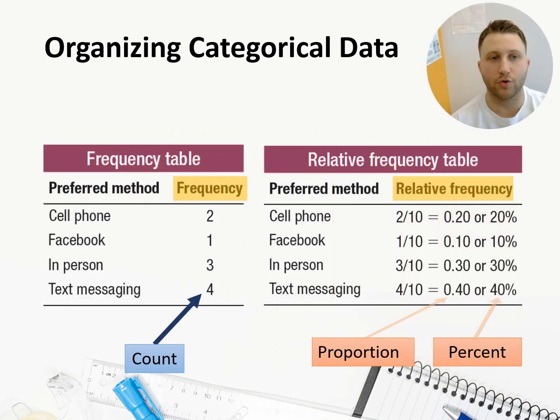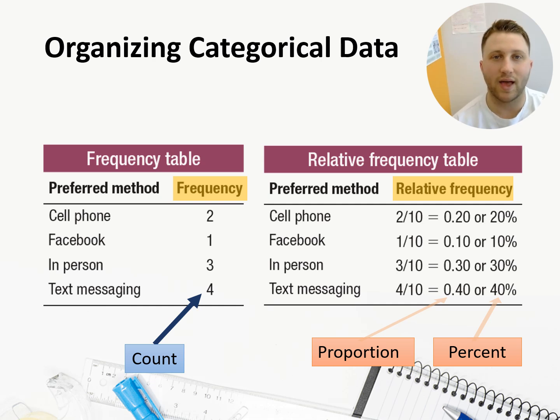So in order to look at the distribution, you can make either a frequency or a relative frequency table. So the frequency table on the left gives you all of the individual data values, right? So cell phone, Facebook, in-person, text messaging. These are the values that can be taken on by the categorical variable preferred method. And then you have the frequency, which is just another word for count. So 2 people said cell phone was their preferred method, 1 person said Facebook, 3 said in person, 4 said text messaging. Now, in order to convert this into a relative frequency table, it's very, very easy. All you have to do is divide those frequencies by the number of individuals described by the data set.